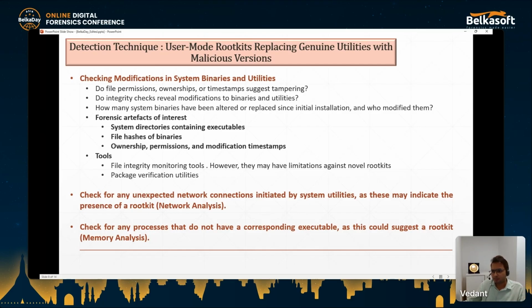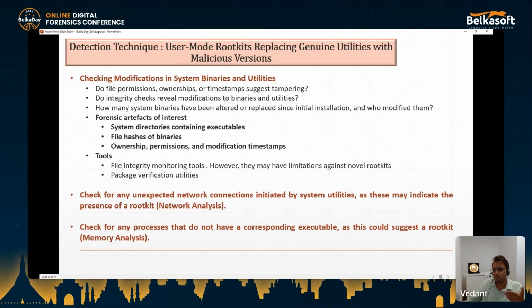You have to check the integrity, like whether any system binaries have been altered or replaced since installation, and most importantly, who has modified them. There are system directories containing executables, like System32 and SysWOW64 in Windows, and sbin or bin in Linux. These are some of the directories where the executables are lying.